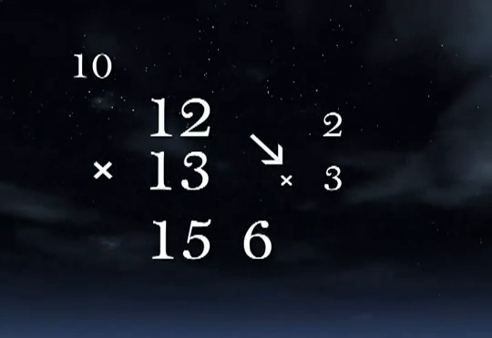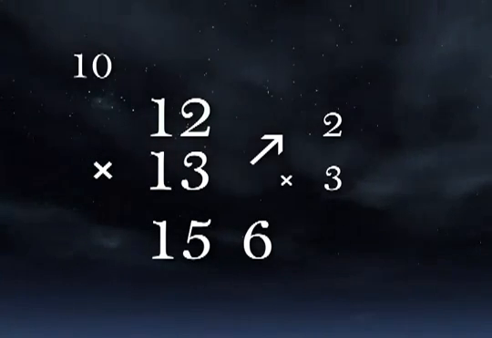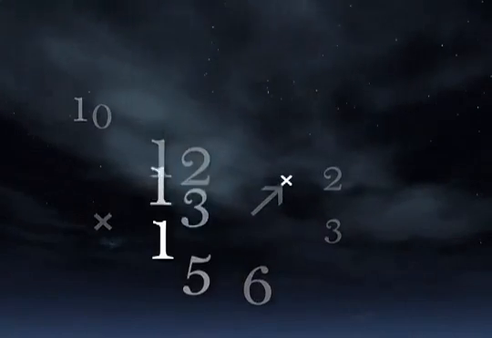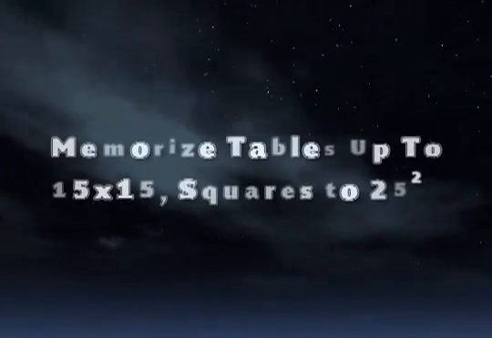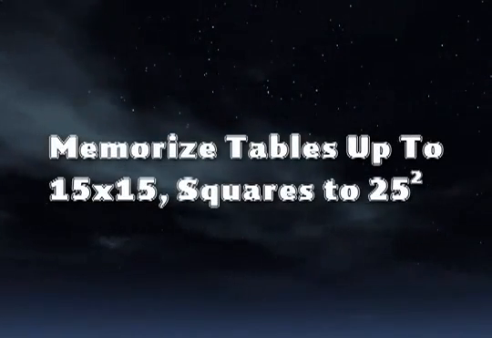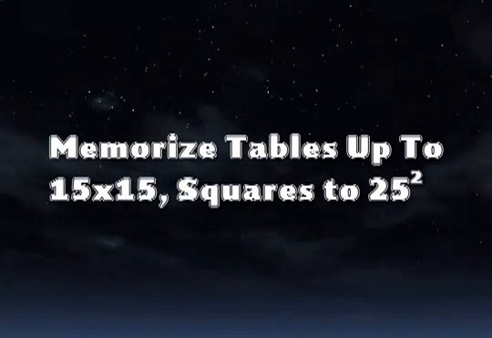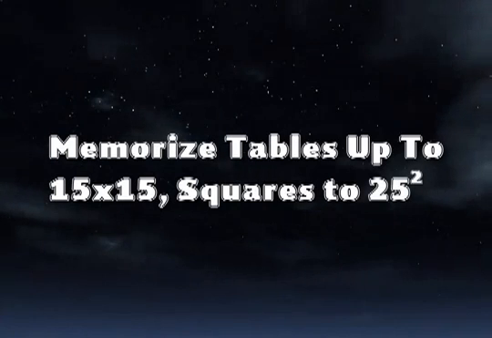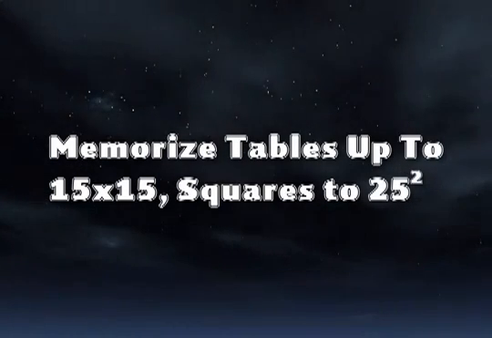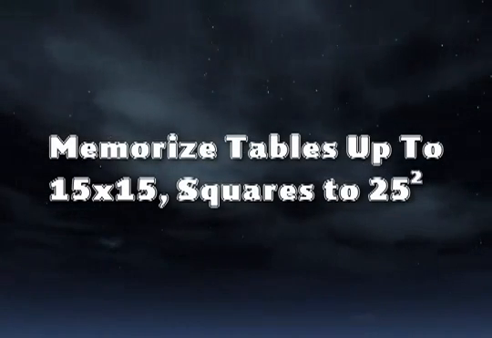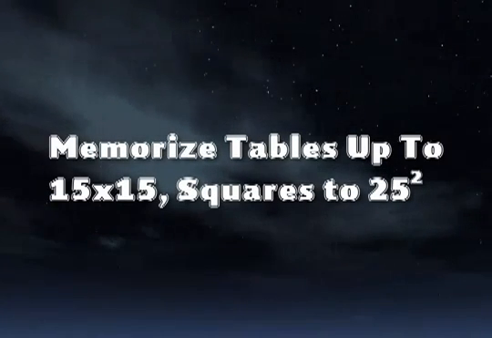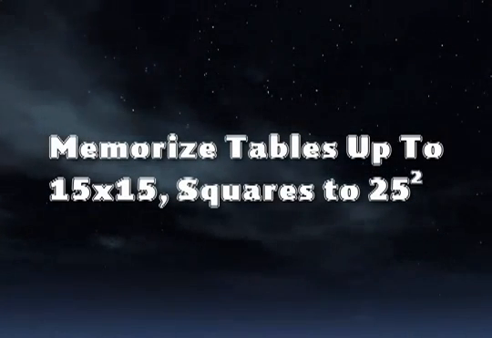Working crosswise in the other direction always works too. Just remember to pick the direction that looks the easiest. In a multiplication table that goes up to 15 times 15, each pair of numbers appears twice, well, except for the squares. For example, 2 times 3 will also appear as 3 times 2, and so on. So that cuts the work of memorization down by half.